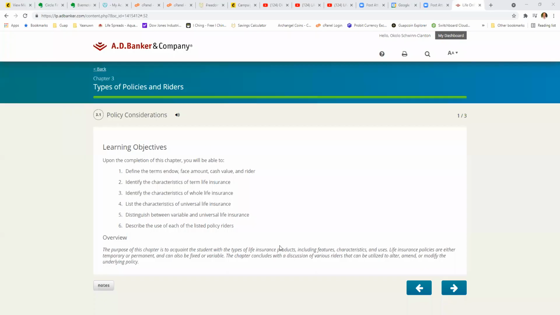So we're going to go back to the Georgia life insurance exam. This is now chapter 3. The objectives for this chapter: upon the completion of this chapter, you will be able to define the terms endow, face amount, cash value, and rider. Identify the characteristics of term life insurance, identify the characteristics of whole life insurance, and list the characteristics of universal life insurance. Distinguish between variable and universal life insurance.